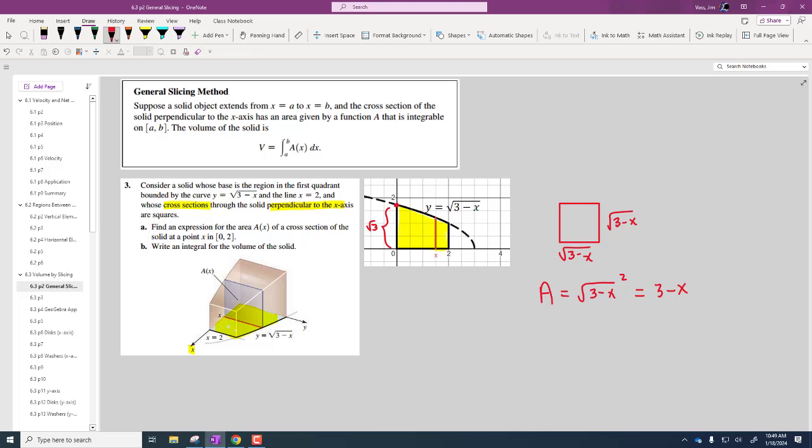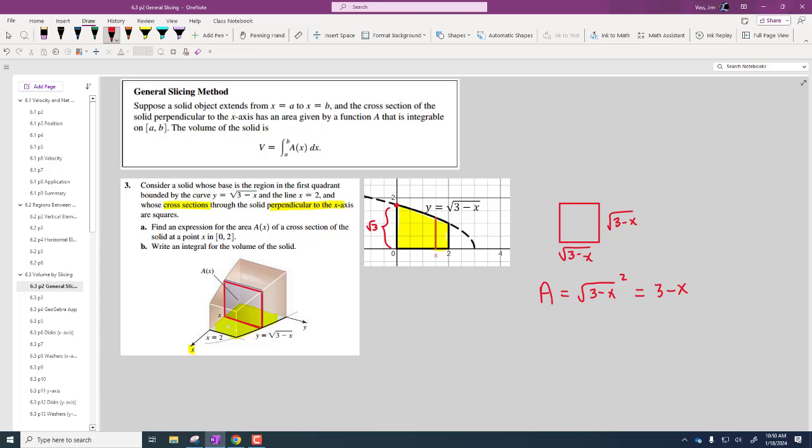Why is it square? The yellow shape's not a square. No, the yellow is the base. The square is found from this red segment, and that square is coming straight out of the board. So this red segment creates this red square, which is this square right here. So that square right there is that red square over there.